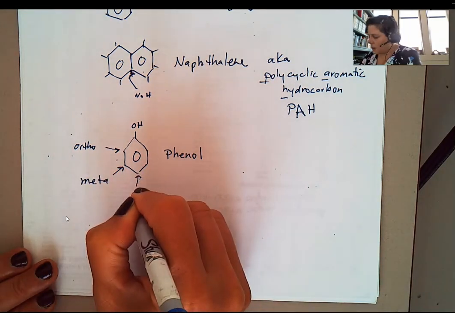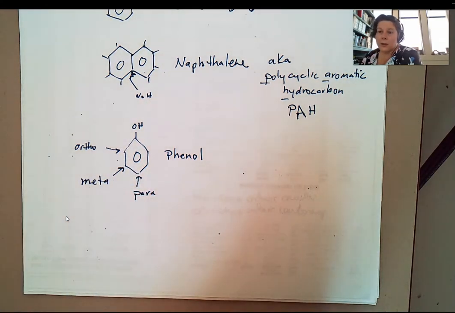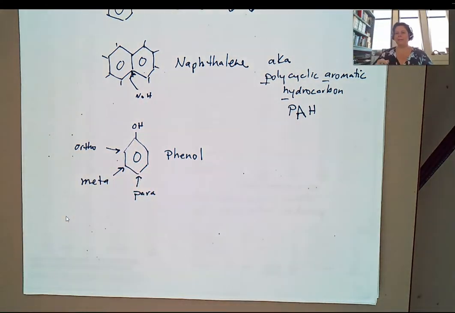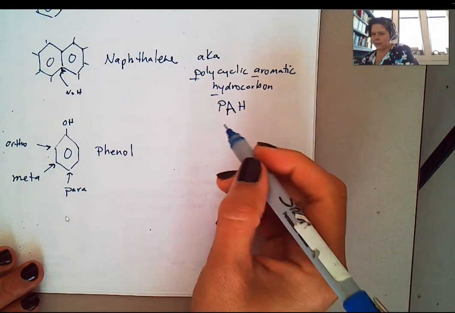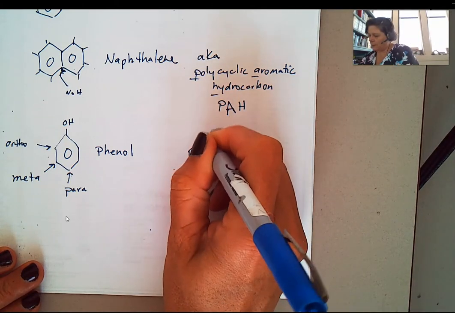And this right here is the para position. Ortho, meta, para are Greek words. I'm reading close, far, and really far away, basically. So ortho, meta, and para inside of there. And so if we had a compound like this, there are two different ways we can name this compound.